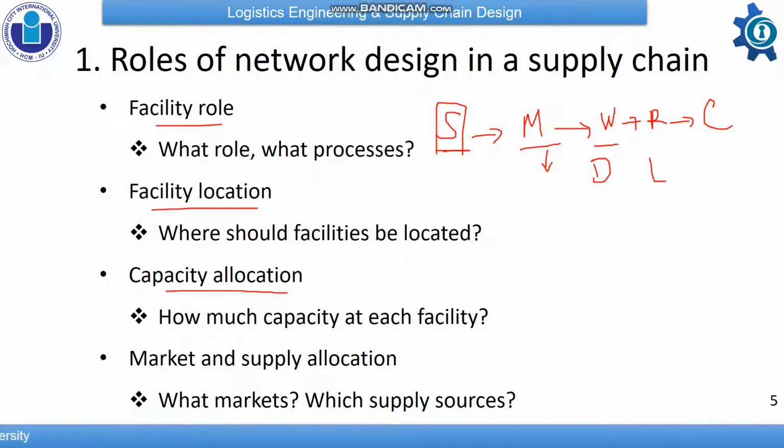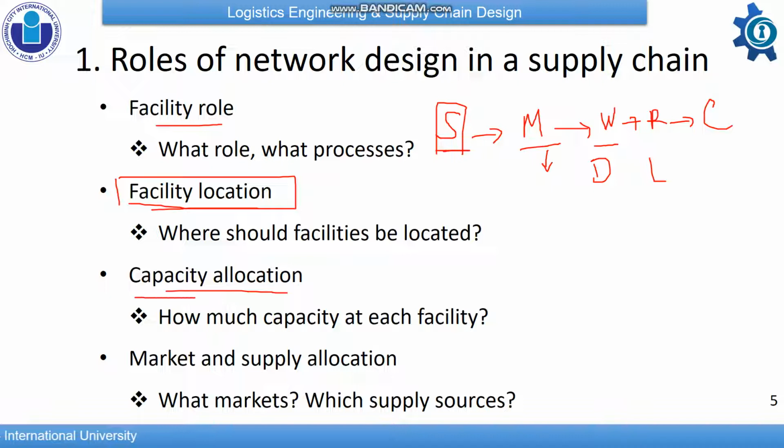For facility location decisions, we already learned in the course Principles of Logistics and Supply Chain Management in the first year. You know that facility location is a long-term decision and it's difficult to reverse because it is very expensive to shut down a facility or move it to a different location, right? So you have to consider very carefully when you make the facility location decision.